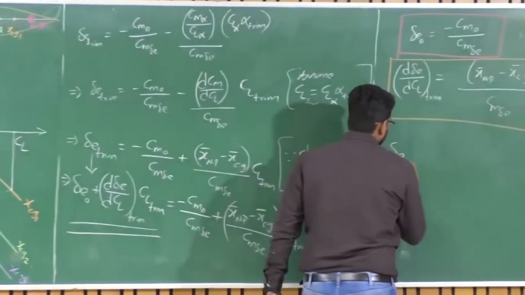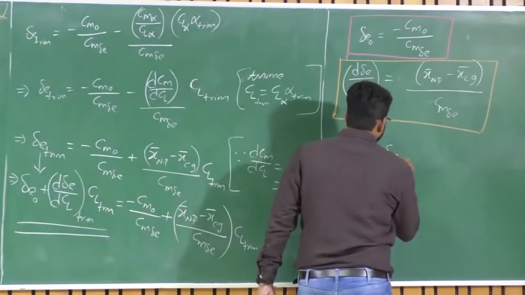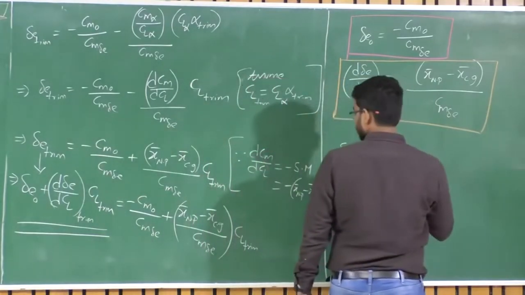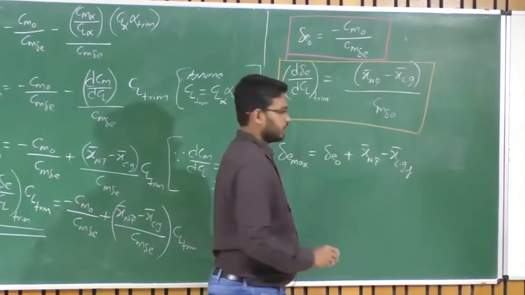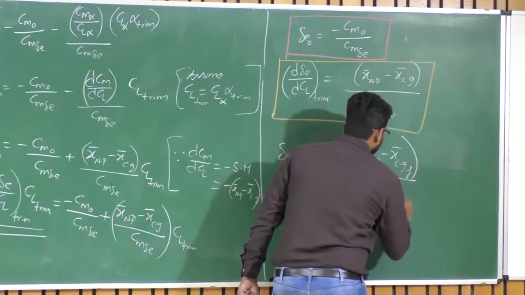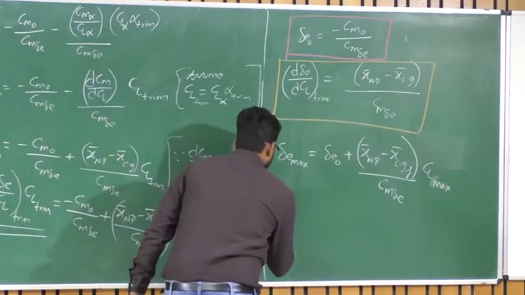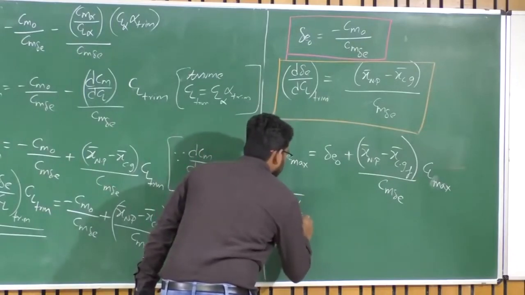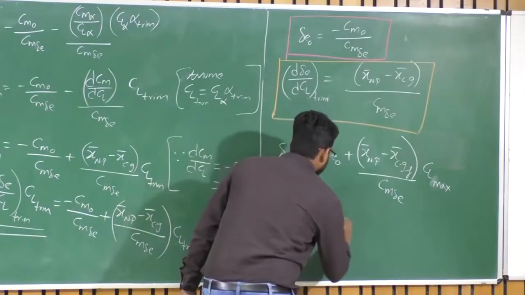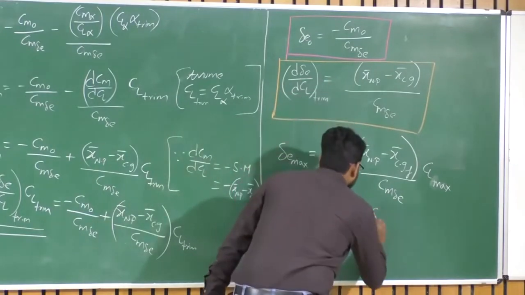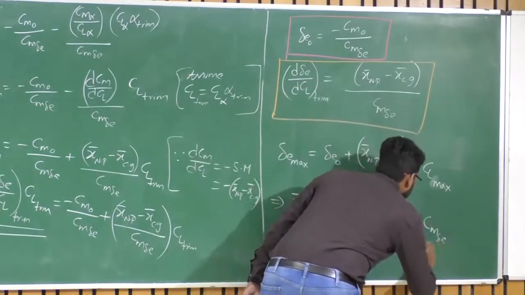So I have delta E max. Delta E max here is maximum upward deflection, right? Negative deflection is equal to delta E naught, plus X bar NP minus X bar CGF. CGF talks about most forward CG location. Okay. CGF upon CM delta E times CL max. Now you are trimming your aircraft at maximum CL. Okay. So by rearranging this equation, what I have is XCG most forward CG location is equal to X bar NP minus delta E max minus delta E naught multiplied by CM delta E upon CL maximum.